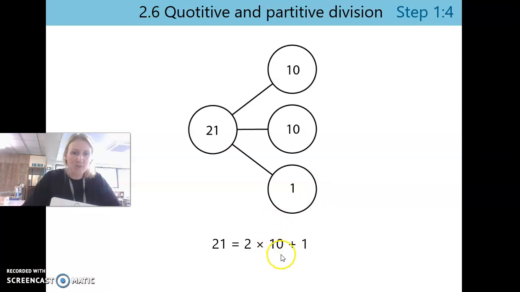2 groups of 10 with a remainder of 1 makes our whole number of 21, doesn't it? We know that 2 times 10 is 20. 10, 20, and 1 more makes 21. Shall we go another one?